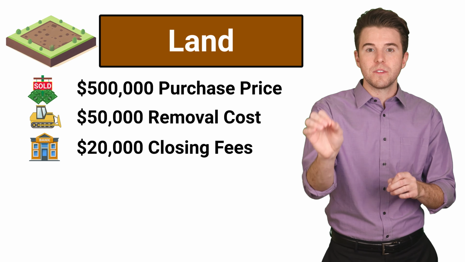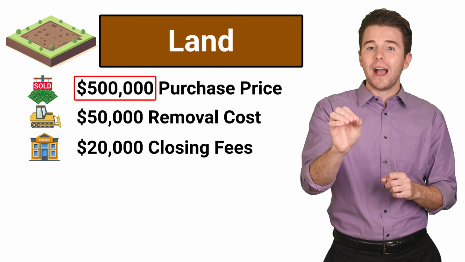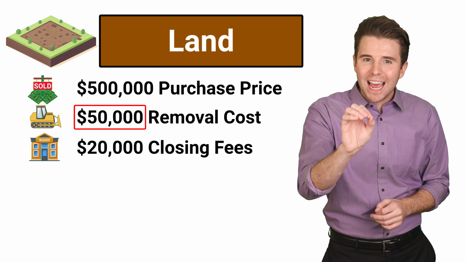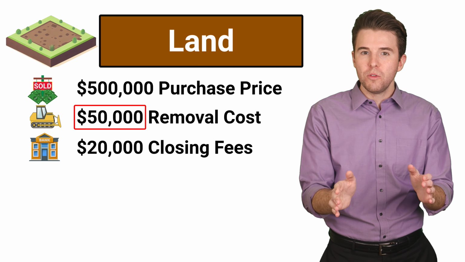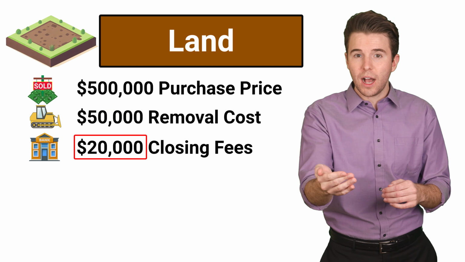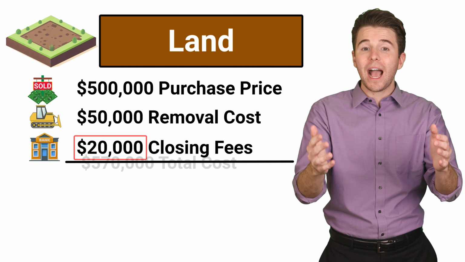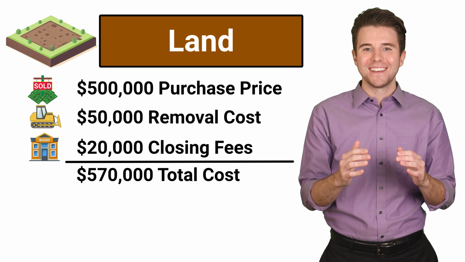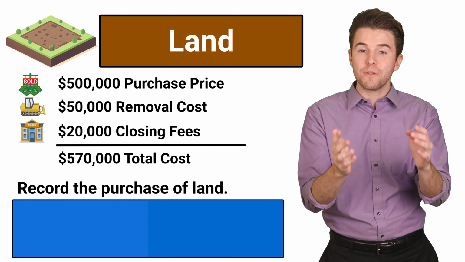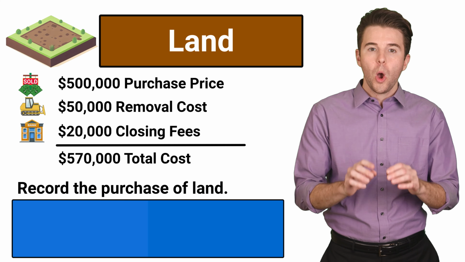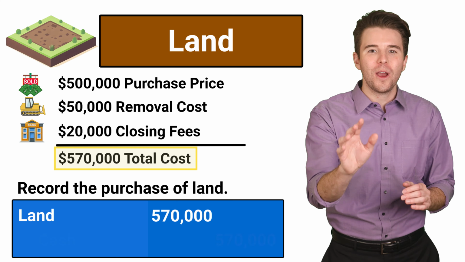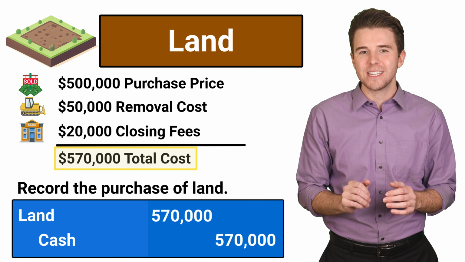To determine the cost of the land, we take the $500,000 cash price of the land, add the net cost of building removal, and the closing costs, and this gets us $570,000 for the total cost of the land. To record the journal entry for this purchase of land, we debit land for $570,000 and credit cash for $570,000.